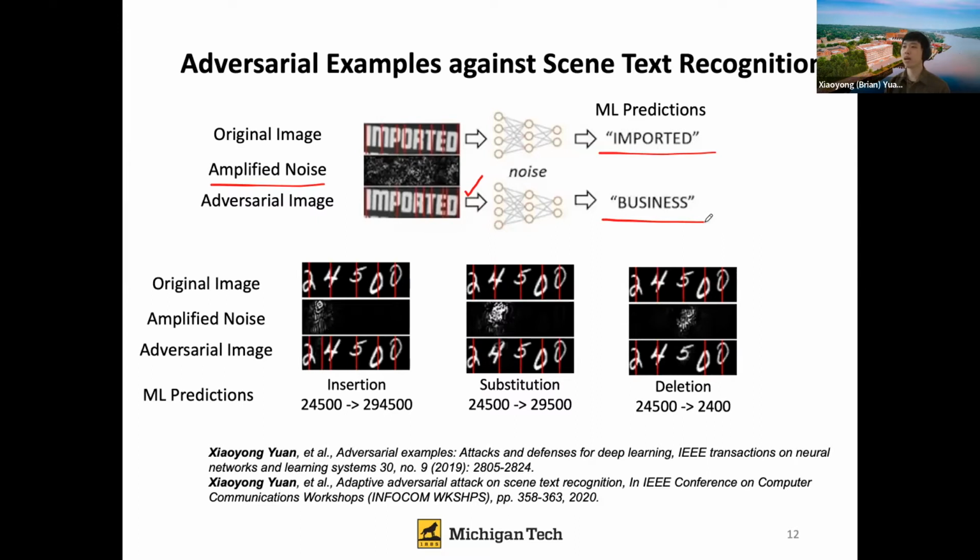And also we can do arbitrary modification on the image. For example, suppose our original image is a sequence of digits 24500. We can insert a digit by adding noise, so that the machine learning prediction becomes 294500. Or we can substitute one digit, or just delete one digit. So actually, we can conduct arbitrary modification on the original image, just by adding some noise to the image.